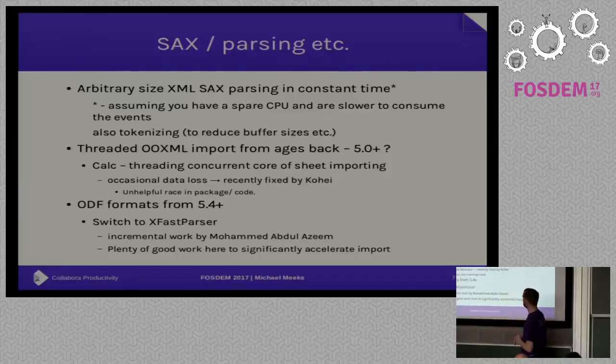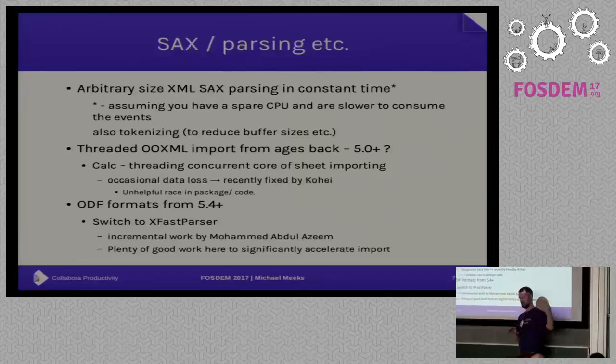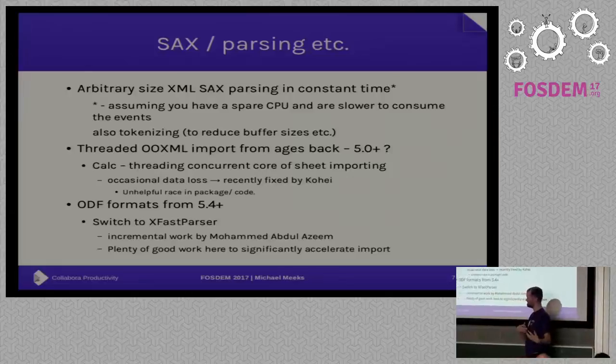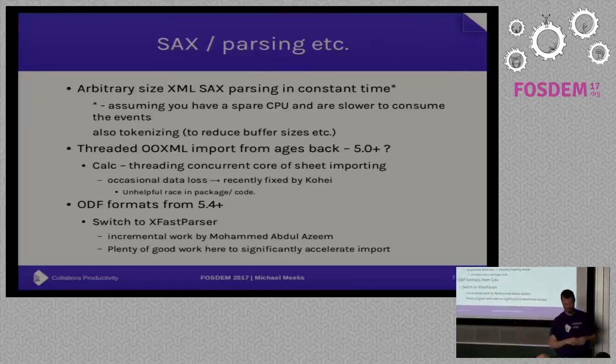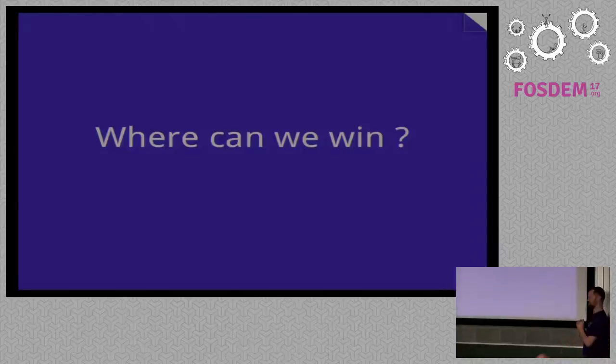The ODF formats, we just pushed some stuff in 5.4 that will start to thread the ODF format import. So it's actually just one stream coming in then, but again splitting the parsing and tokenizing and unzipping from the consuming of the events. And thanks to Mohammed Abdul Azim, who did some of this with Google Summer of Code, and switching to the XFast parser. So there is a hope, as we incrementally move there, that ODF import will speed up significantly. And if not, maybe it'll stay the same speed, but use more energy. Who knows?